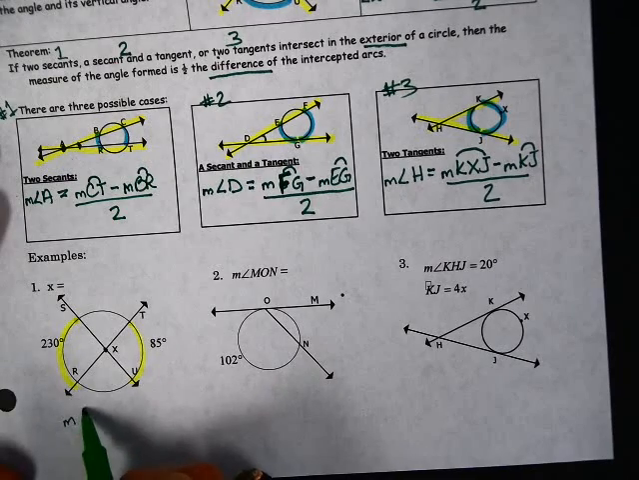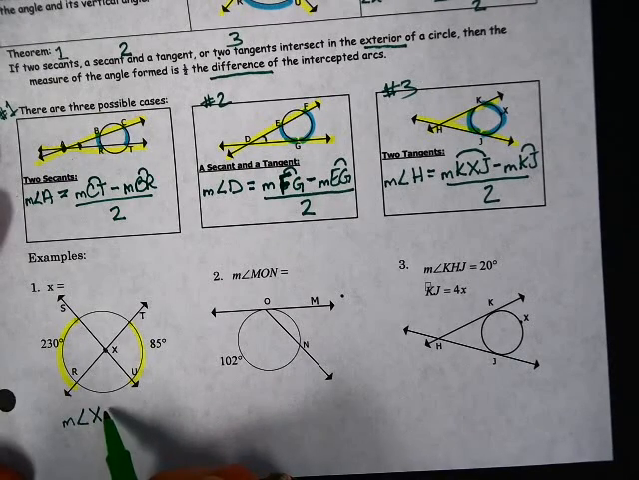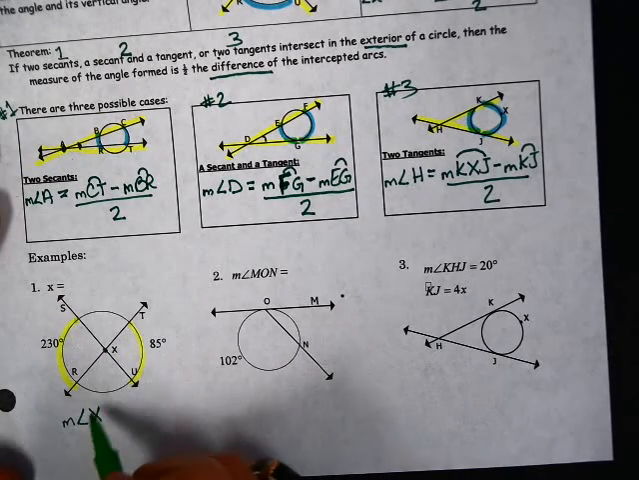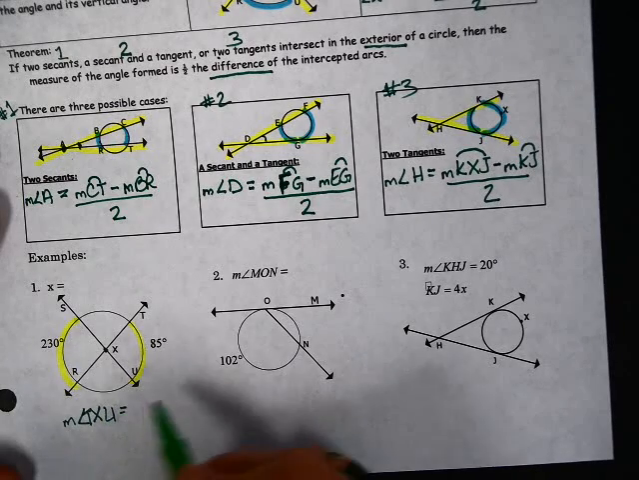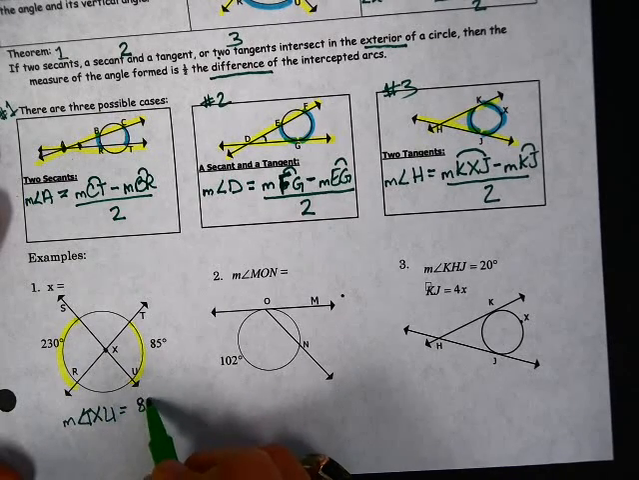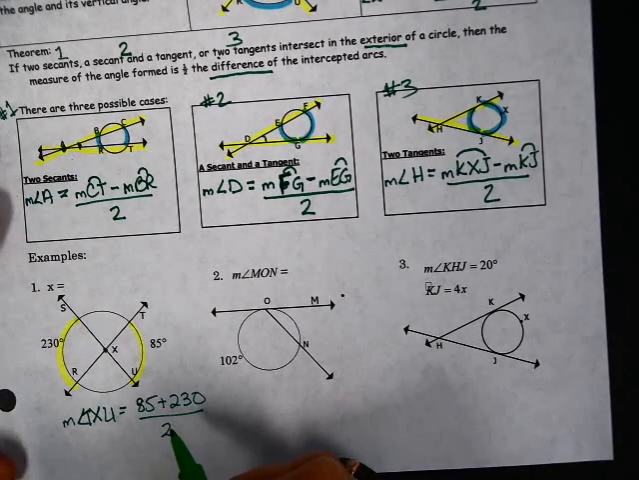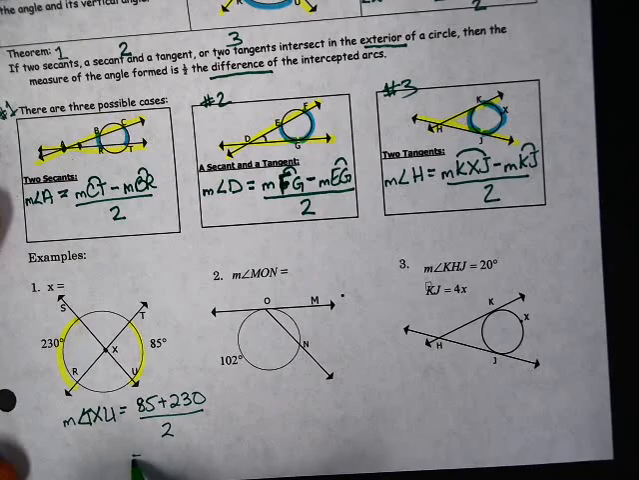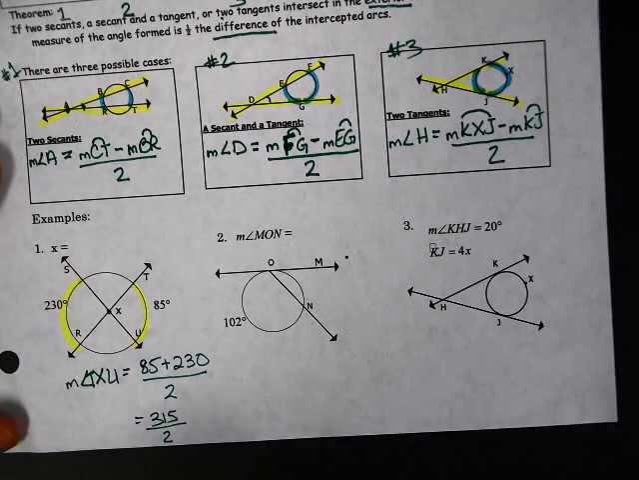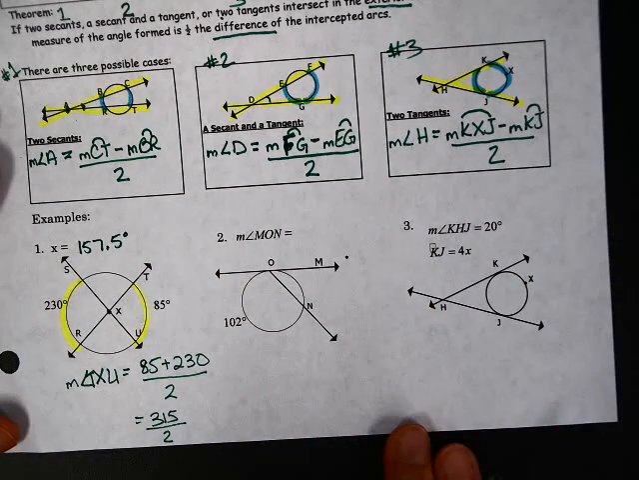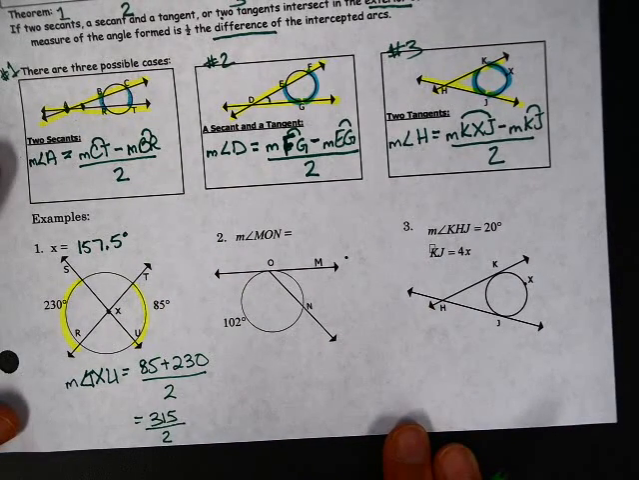So the measure of angle X is equal to, and actually I shouldn't call that angle X, I need to call that TXU. So we'll call that TXU, is equal to 85 plus 230 divided by 2. 230 plus 85 is 315. So half of 315 is 157.5. So that's the degree of that angle. As you can see, it's not really drawn to scale.